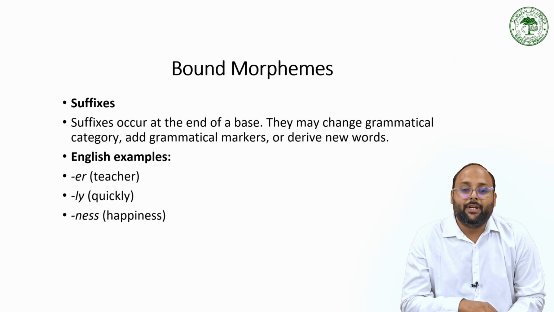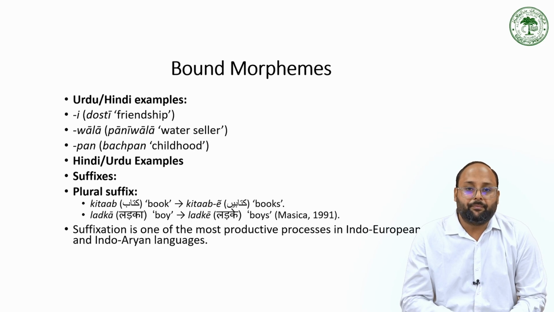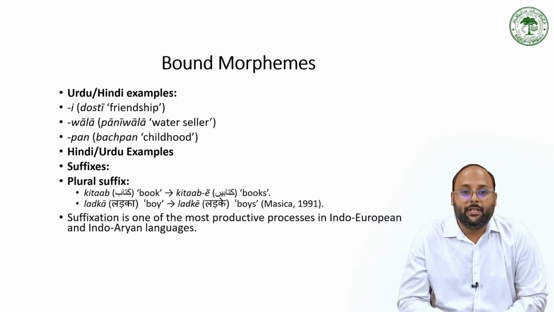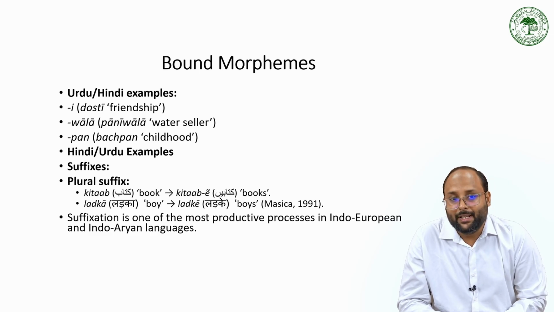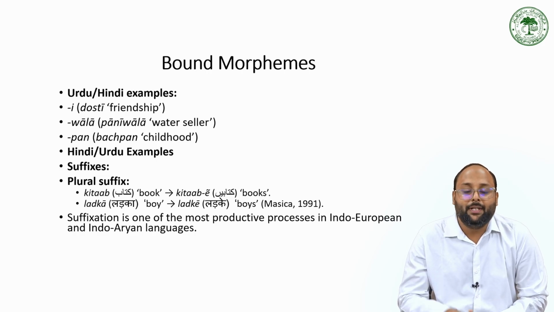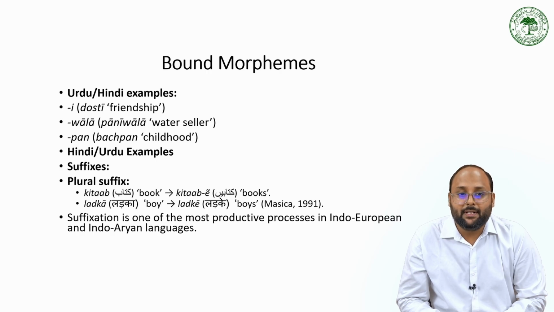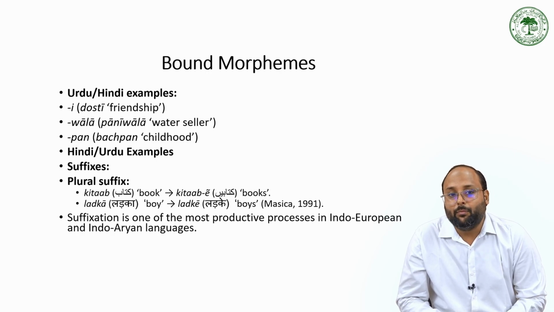From quick it becomes quickly, so quick is the adjective and quickly is the adverb. These are examples of derivational suffixes. Now we have examples from Urdu and Hindi. From dost it becomes dosti, and from pani it becomes paniwala. From pan it becomes bachpan. So these, pan, wala, and i, are suffixes in Urdu, and they might be considered derivational suffixes because they change the meaning from dost to dosti, from pani to paniwala, from bach to bachpan.